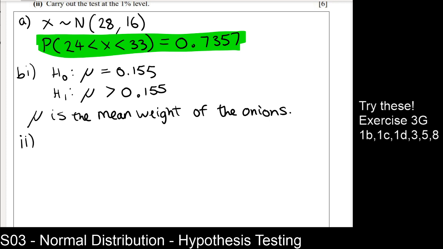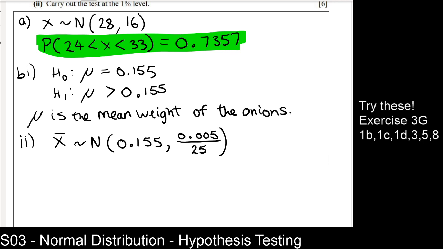So then our second part, we're actually going to carry out the test. So we need to write our distribution. We put our mean, the mean that we believe to be true, which is 0.155, and then we write our sample variance. Now we're told the variance is 0.005, and our value of n is 25, so we need to divide by that 25.